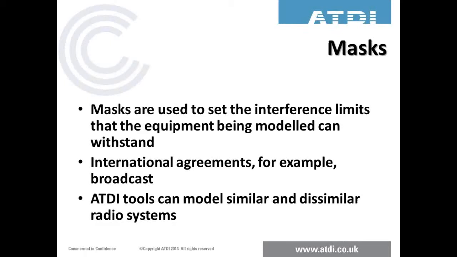So moving on, what are masks? These are the ability to know what type of protection your equipment will have. For example, if it's a broadcast piece of equipment, there are international agreements that say that if you are two channels off center frequency, then you will have 20 dB, say, of protection, of attenuation given to you by your receivers.